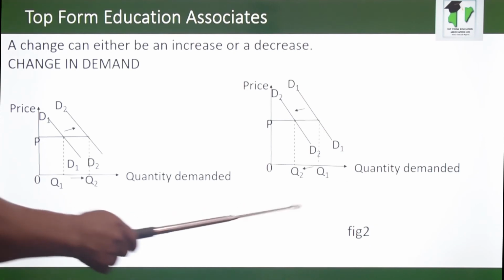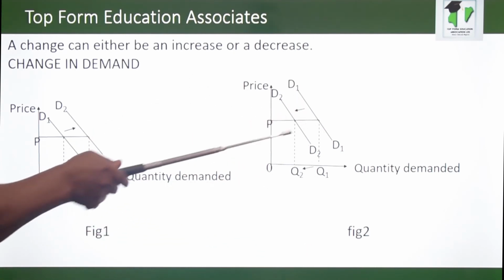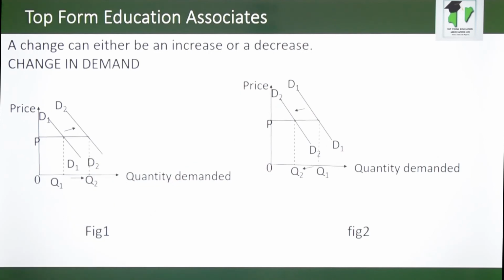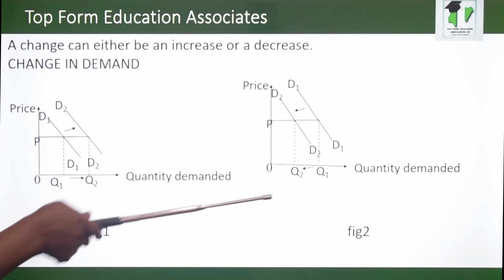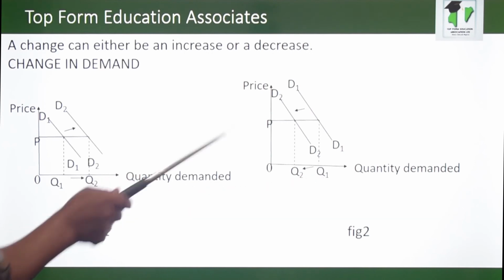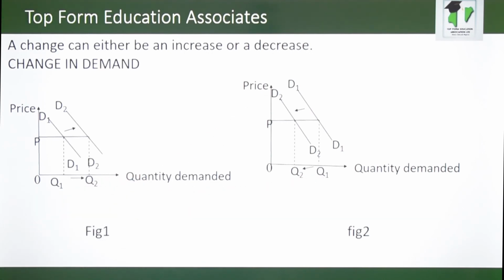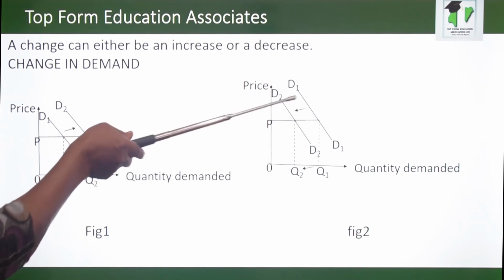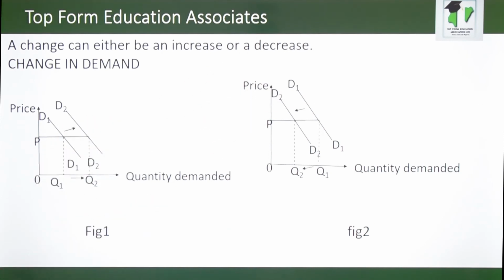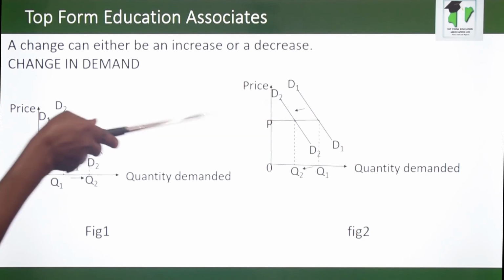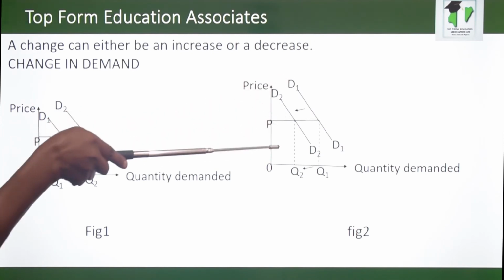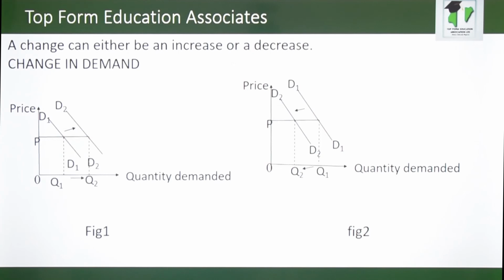Now figure 2 says there's a shift of the demand curve from D1 to D2, while price remains constant, and quantity demanded decreased from Q1 to Q2. It could be attributed to so many factors. Like I said, population decrease. It could be that the number of people in the country has decreased, or a change in taste. People no longer have appetite for this particular commodity, so the quantity demanded has decreased, or as a result of change in weather conditions. If you bring a very cold thing in rainy season, you're on your own.